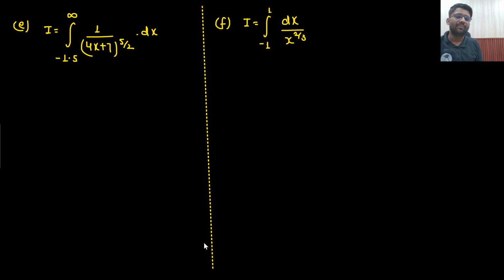The integral of 1 over (4x plus 7) to the power 5 by 2, dx, going from minus 1.5 to infinity. This is the scenario. So where will the problem be? The problem will be when the denominator becomes 0.